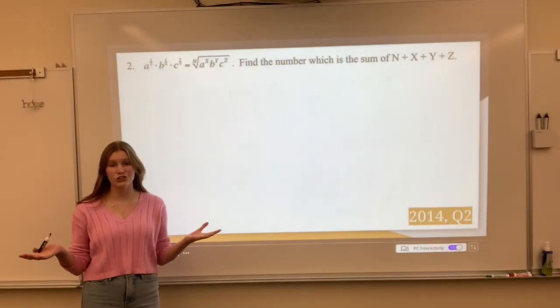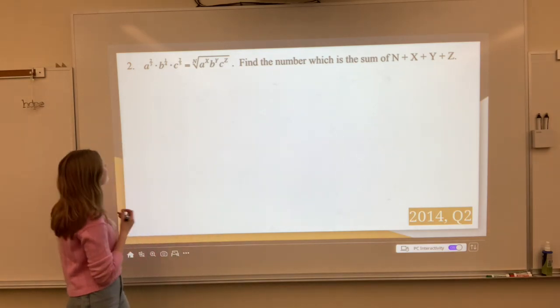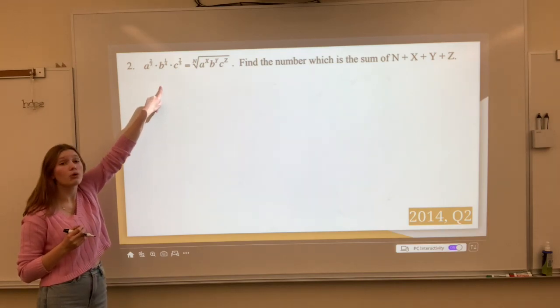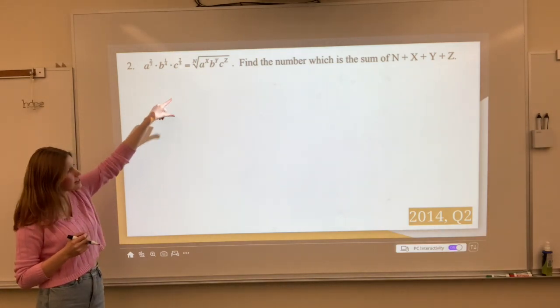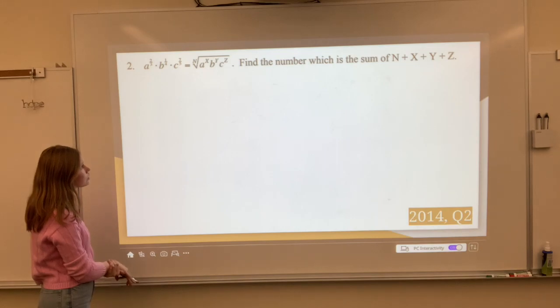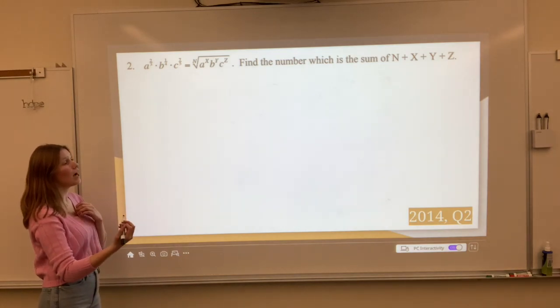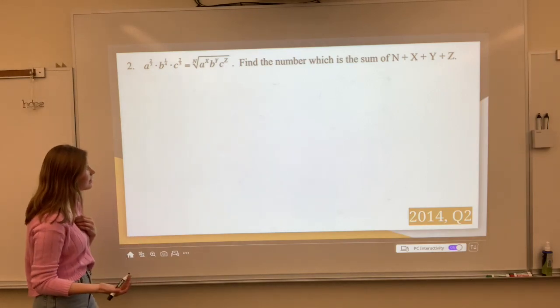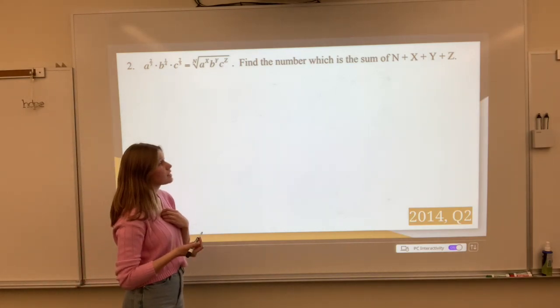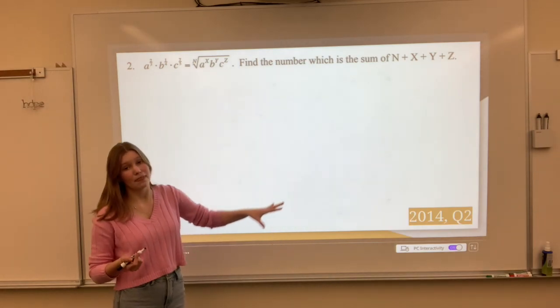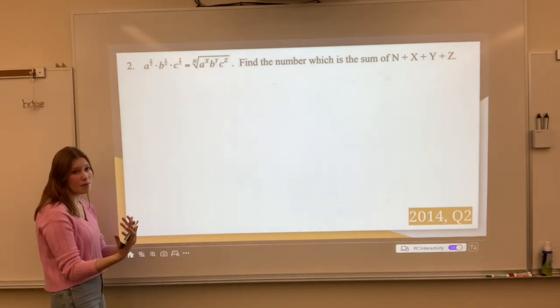All right, here's our first 4-pointer of the video. A to the 2/3 times b to the 1/4 times c to the 7/5 is equal to the nth root of a to the x times b to the y times c to the z. Find the number which is the sum of n plus x plus y plus z. All right, taking a little step up already.